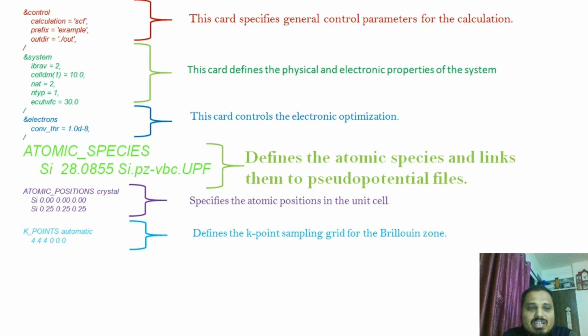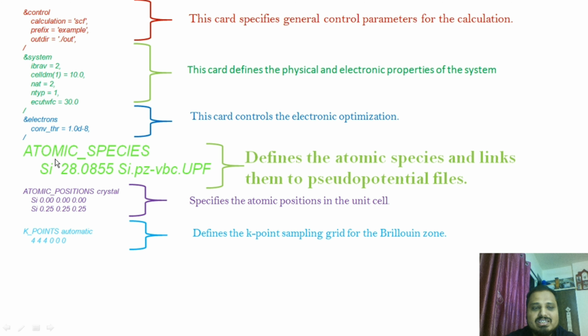Next we have atomic species. Okay, if you see carefully, after the electrons card we are not writing the card name using the ampersand symbol, and we are not terminating the card by using a forward slash. So after the electrons card we have to just specify the atomic species, atomic positions and k points.